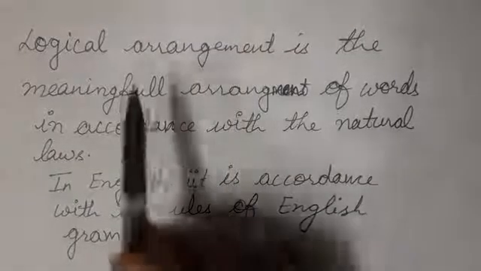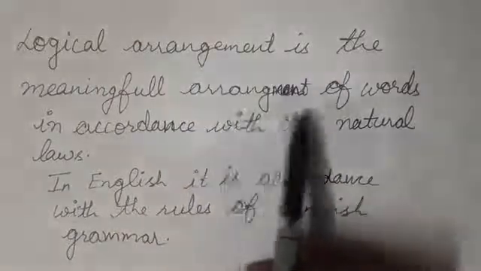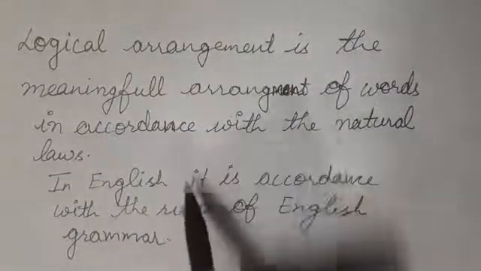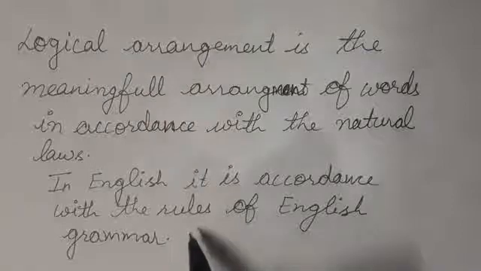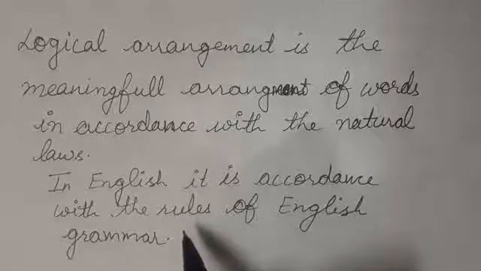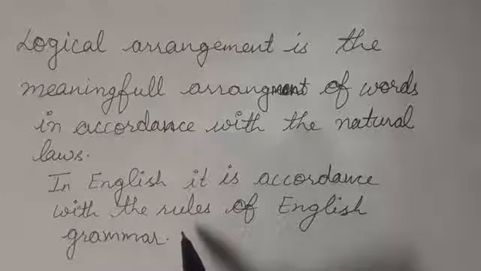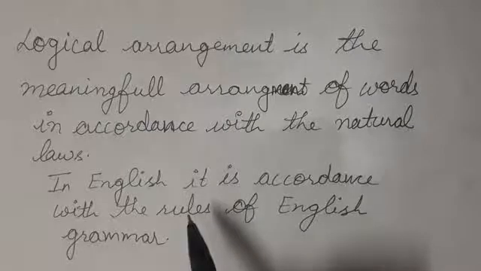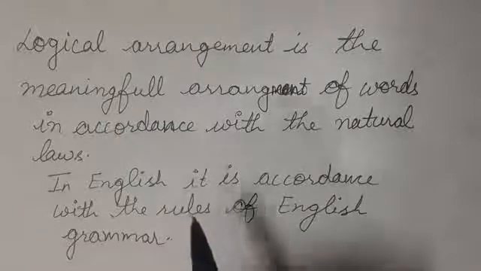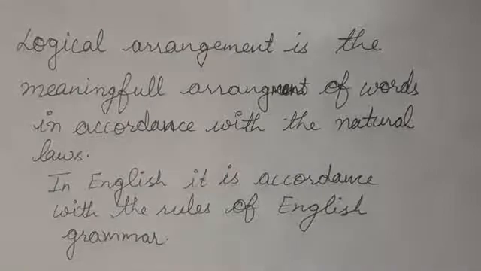So here is the definition. Logical arrangement is the meaningful arrangement of words in accordance with the natural law. In English, it is in accordance with the rules of English grammar. You know that here we have to arrange words into a meaningful sentence, and you have to take care of the capital letters and the punctuation marks, and that the sentence you are making should be meaningful. Let me show you with the help of examples.